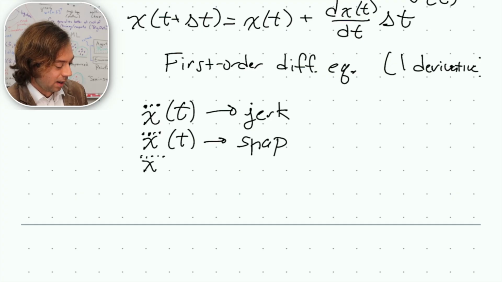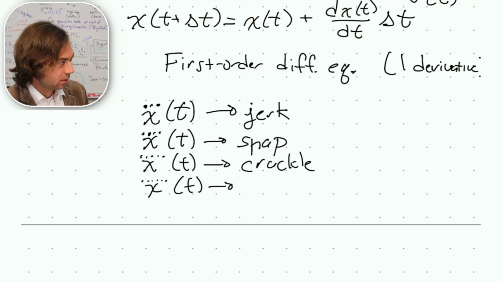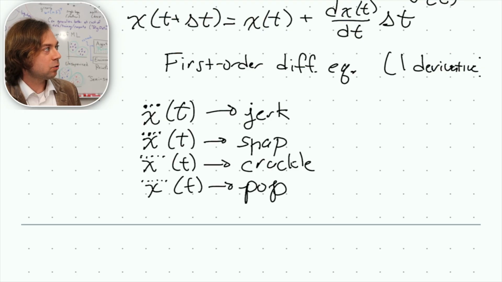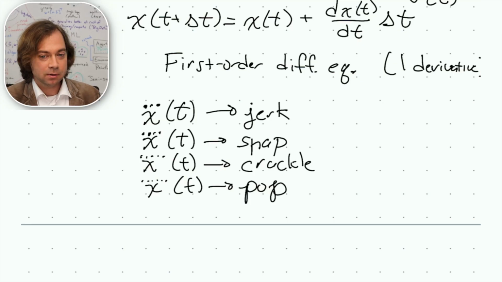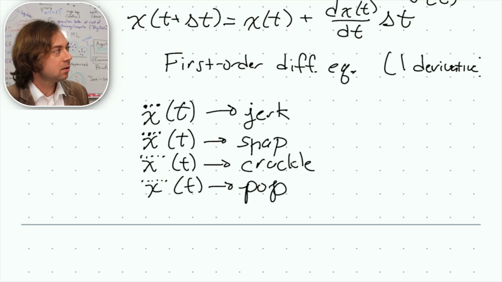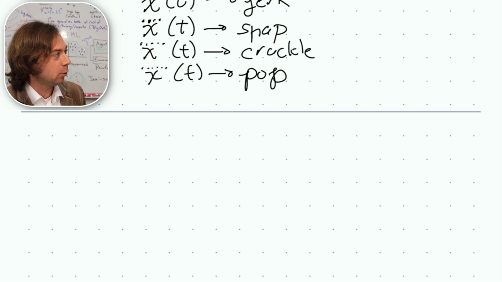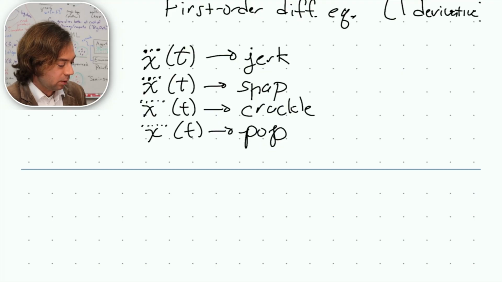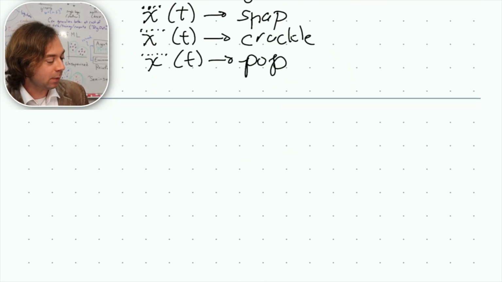X five dots is crackle. And x six dots is pop. And I'm not making that up. I actually tried to find who decided this. I managed to trace it back to at least Usenet forums in the early 90s, where people were talking about what they should call them. That's as far back as I've gone on what physicists decided to call them: snap, crackle, pop. Anyway, we probably won't go that far past jerk, snap, crackle, pop. But anyway, fun little aside.